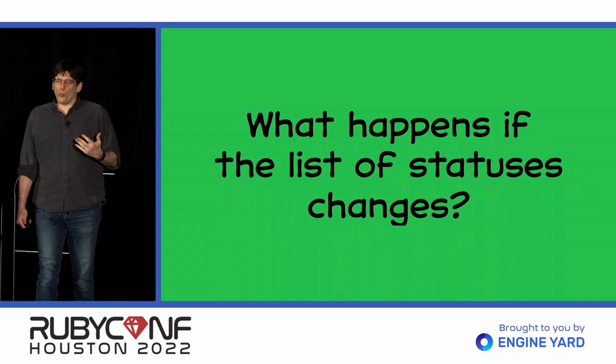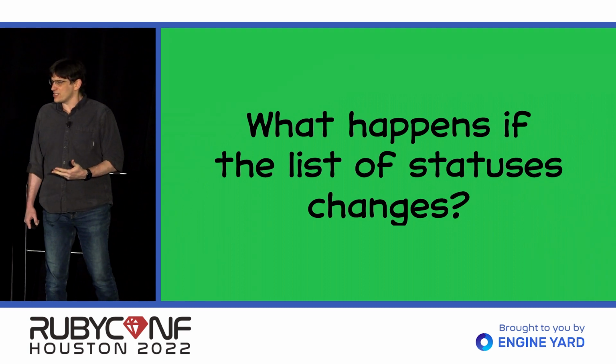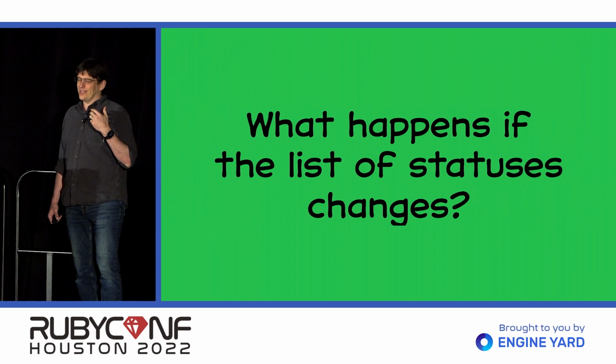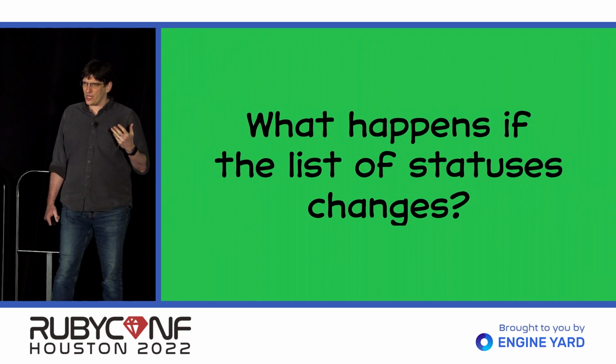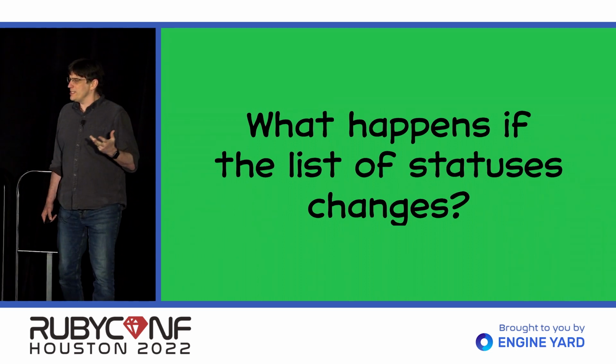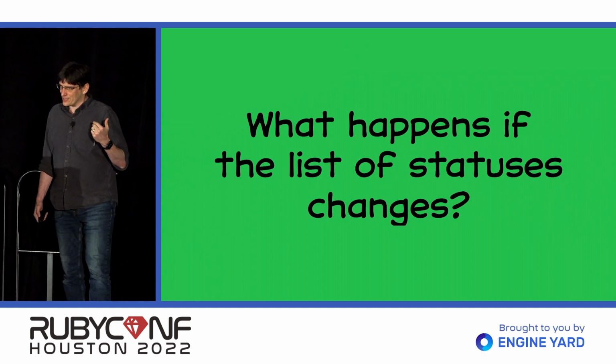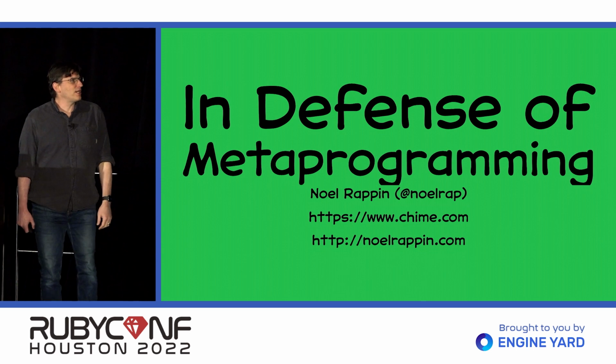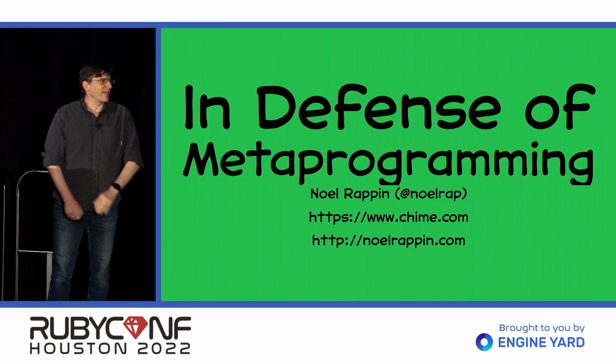So what happens if the list of statuses changes? If we want to add a status to say that it's been sent to production, a deployed status, what do we need to do there? Lots of things, potentially. So let's talk about that. This is a talk called In Defense of Metaprogramming. We'll get there in a second.